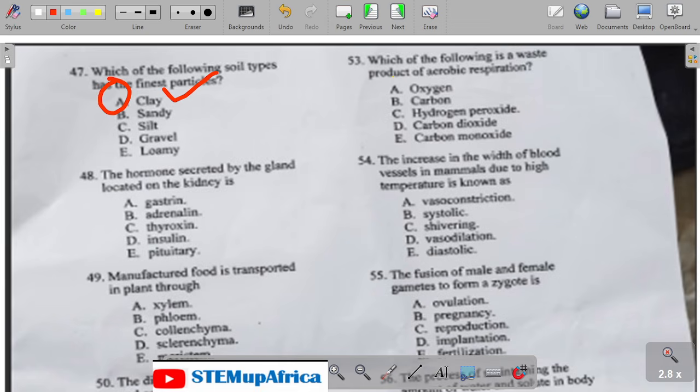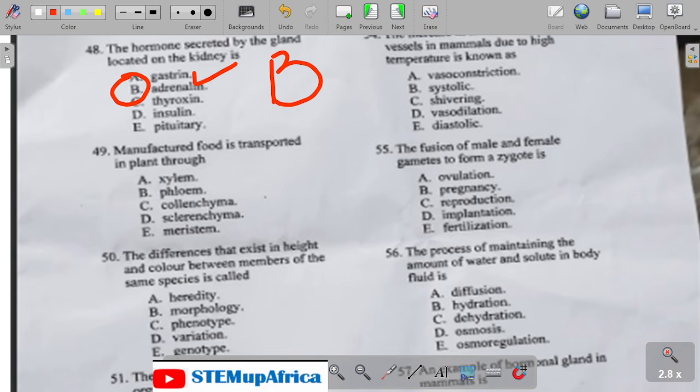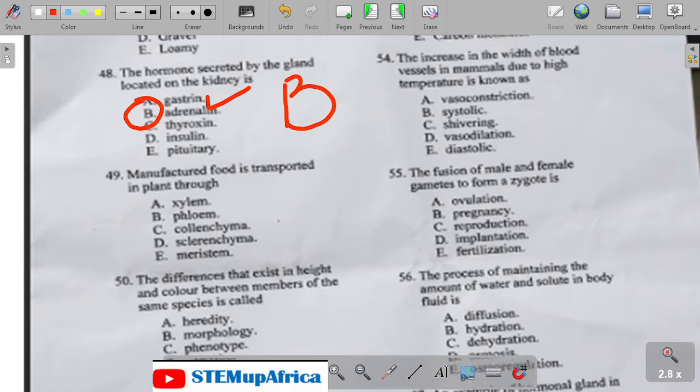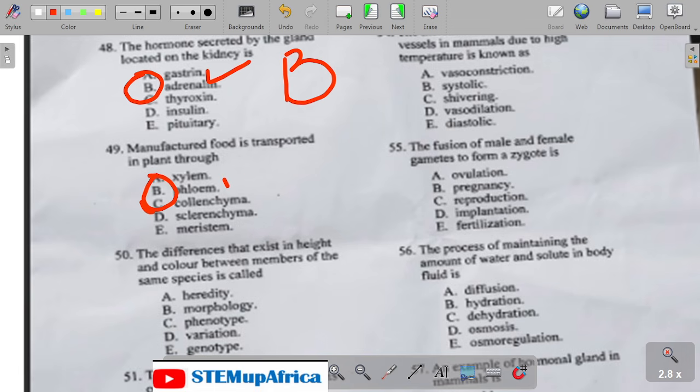So number 48 said the hormone secreted by the gland located on the kidney is called the adrenaline. The adrenaline is that hormone which is responsible for high stress, fight or flight situation that's causing agitation, anger, among other things. It's called the adrenaline, which is option B. Then 49. Manufactured food is transported in plant through what? Through the phloem, which is option B.